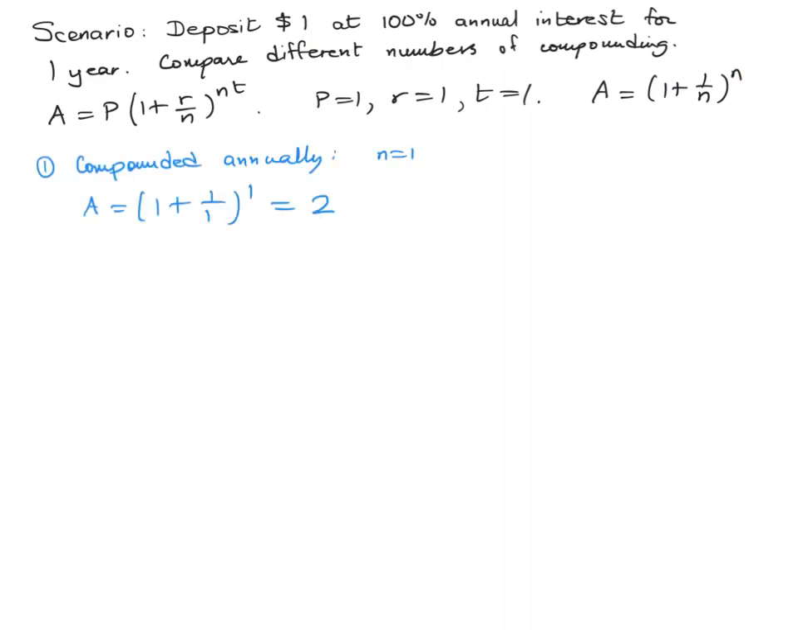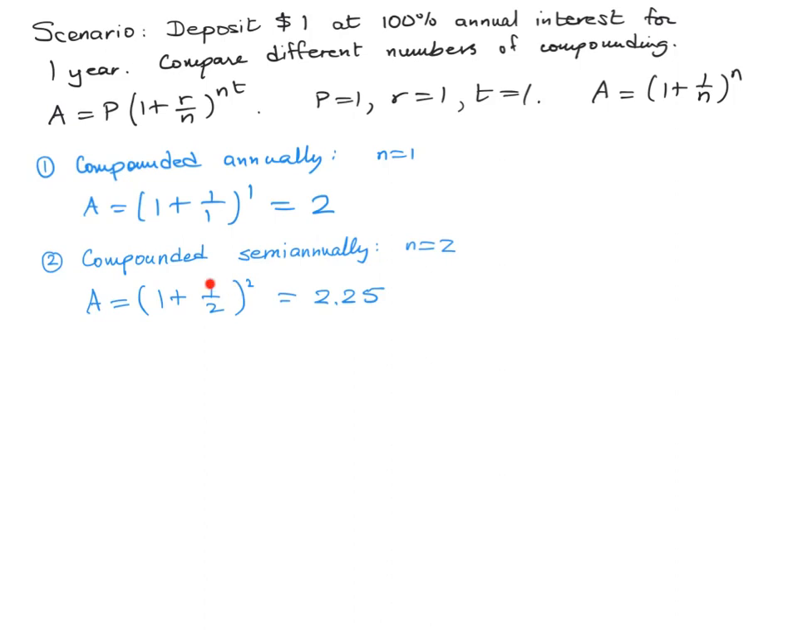So the first is going to be, we're going to compound annually. That's the least complicated, so N is 1. So this is now 1 plus 1 over 1 to the 1. Well, that's just 2, which makes total sense. If you're getting 100% interest, that means you should double your money after 1 year, assuming it's only compounded once in a year. So now we're going to compound semi-annually, which means twice in 1 year, because it takes half a year before you compound.